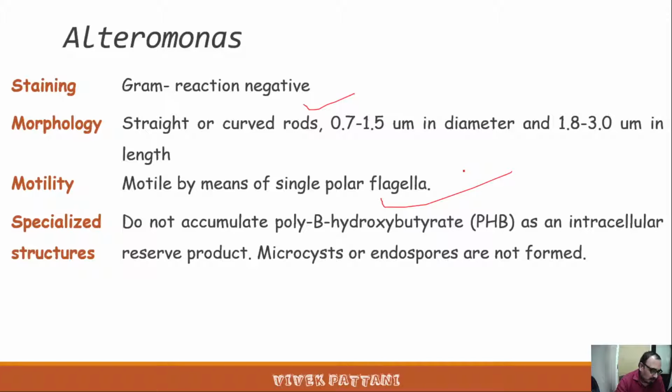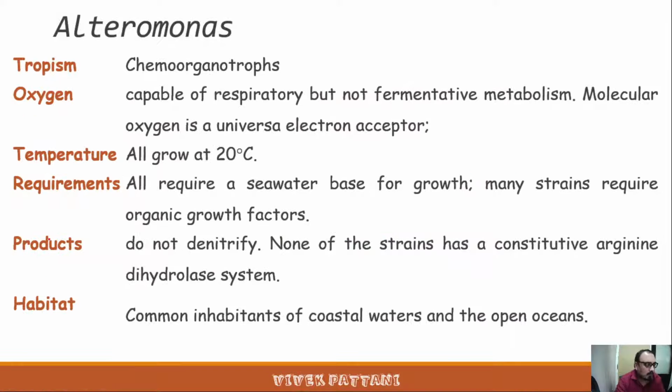Some bacteria have specialized structures, whereas others may accumulate poly beta hydroxy butyrate. But these Alteromonas do not accumulate poly beta hydroxy butyrate as an intracellular reserve product, nor are microcysts or endospores formed. As we have already studied, this group is of chemoorganotrophs, and their respiratory mechanism uses oxygen.